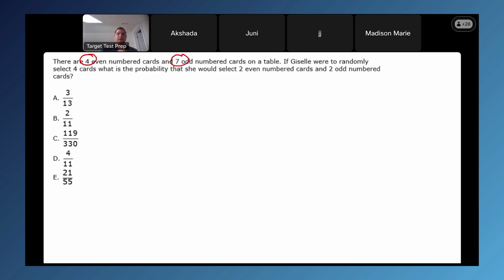So the total outcomes is going to be 11 choose 4. Now remember, as you get good at this, you don't have to write out favorable over total equals, you'll know what all that means. 2 even, 2 odd, 4C2 times 7C2. So the favorable isn't bad.